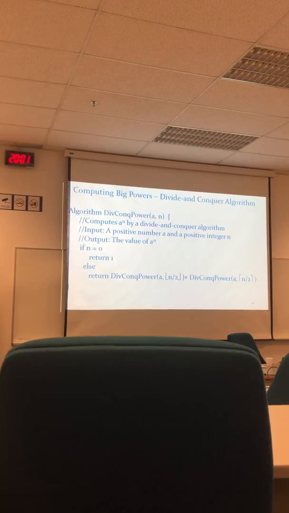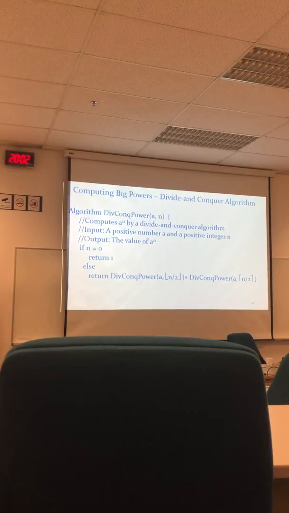Now we have a divide and conquer algorithm. If n is 0, return 1. If not, then return a to the power ceiling of n divided by 2, times a to the power floor of n divided by 2.